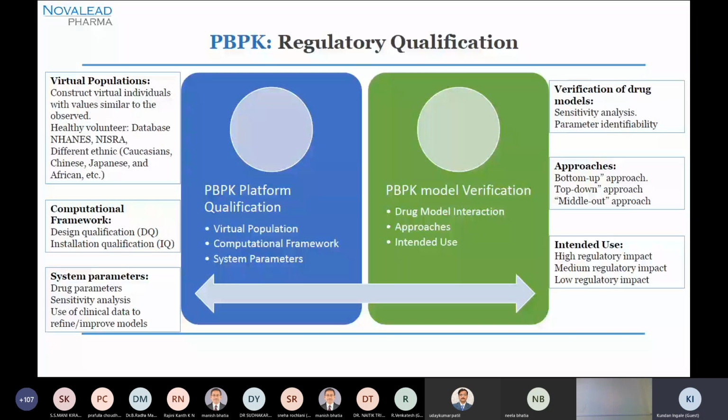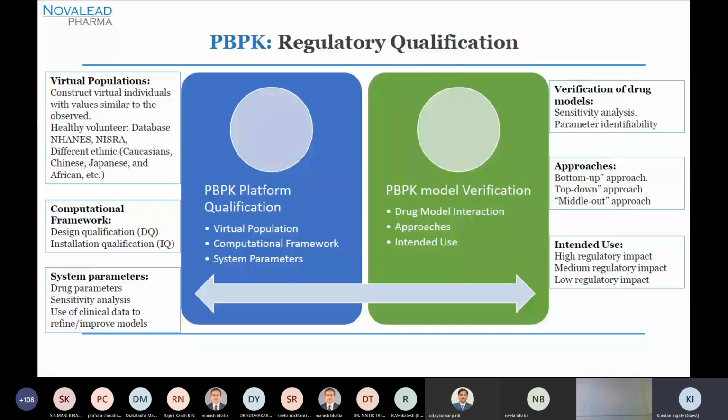Now, when we are talking about model qualification, you need to verify the drug model in terms of sensitivity analysis and parameter identifiability. Sensitivity analysis is in terms of, if you change a minute property of the drug, is it reflected as a change in the pharmacokinetic profile or not? If yes, then your model is sensitive enough.